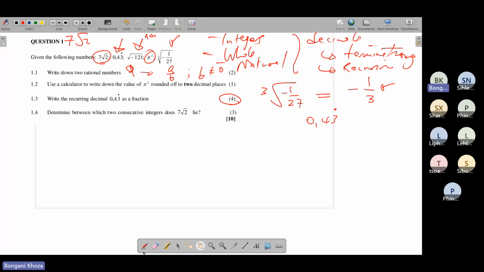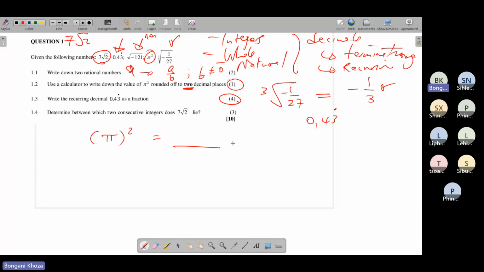Next, for 1.2, they're asking you to write down the value of pi squared, rounded off to 2 decimal places. So I'm expecting people to know how to find the pi symbol on a calculator and then square it and give the answer there. That's for 1 mark.